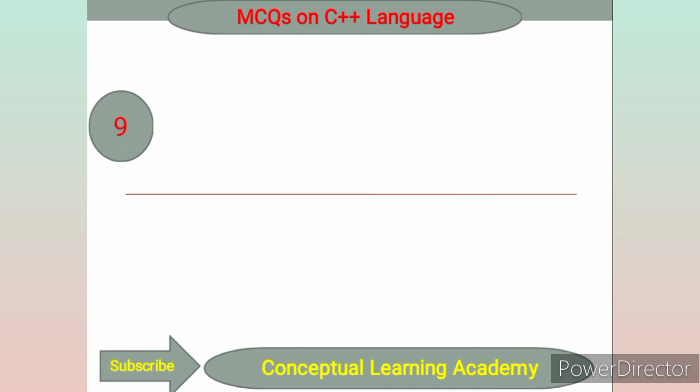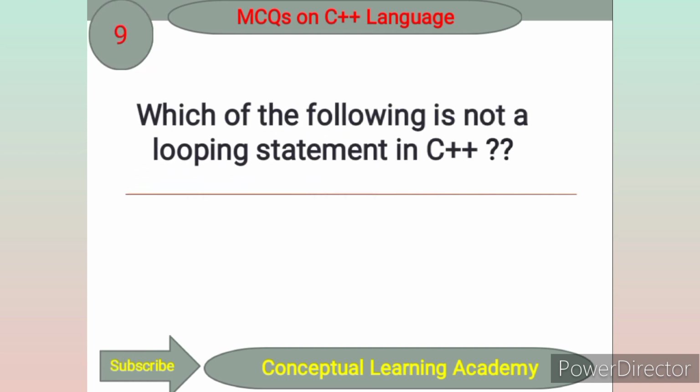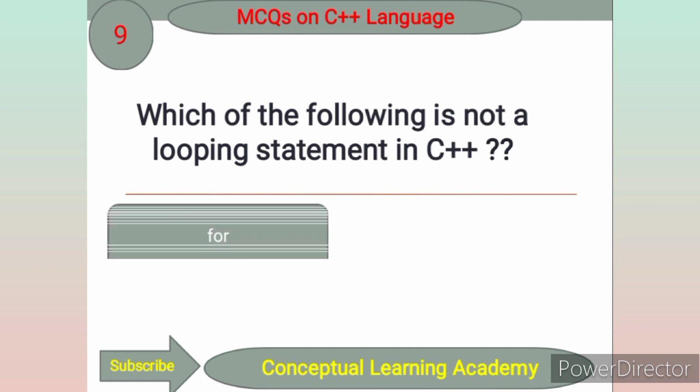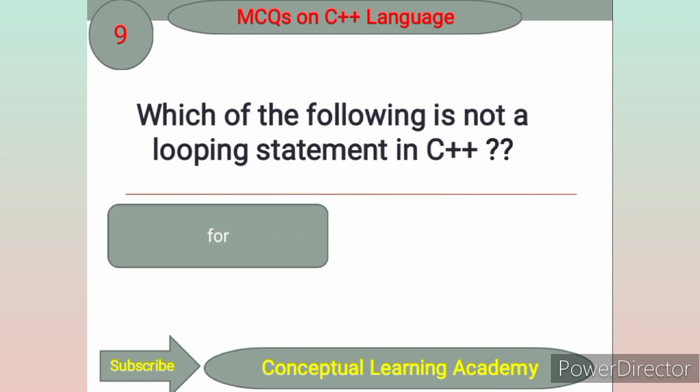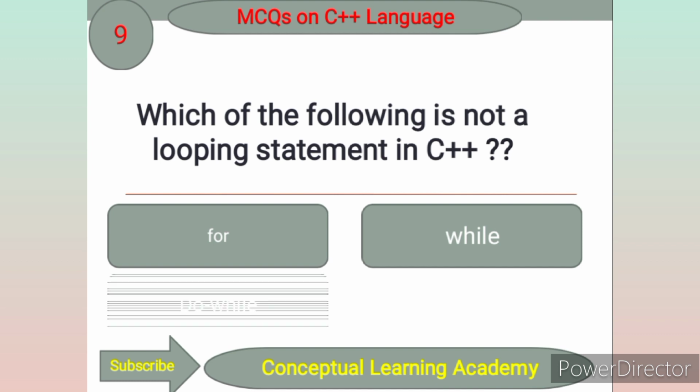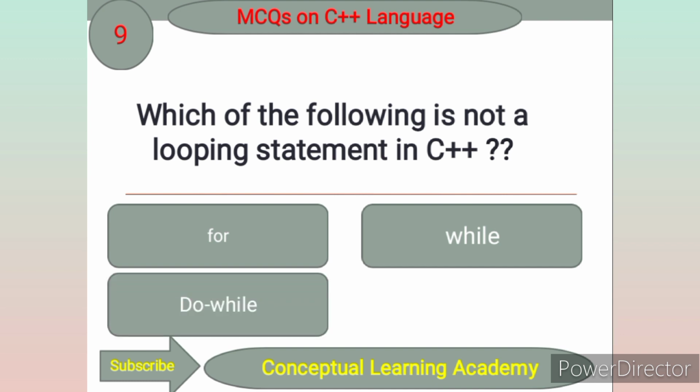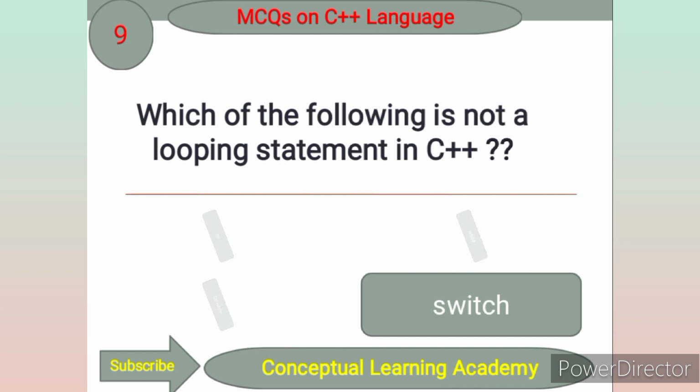Next question, question number 9. Which of the following is not a looping statement in C++? Option number 1 for, option number 2 while, option number 3 do while, option number 4 switch. The correct option is switch. Switch is not a looping statement in C++.